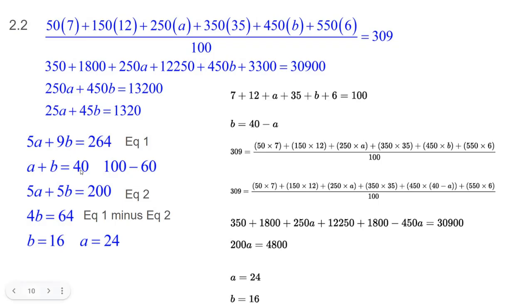Well, here I have two equations. If I multiply this equation, A plus B equals 40, 100 minus 60 is 40, I get 5A plus 5B equals 200. Now, these two equations are quite nice because when I subtract them, 9B minus 5B, this is called the linear method, it's 4B. And 264 minus 200, that's 64. Divide by 4, oh, B is 16. And if they add up to 40, A must be 24. I've done it.